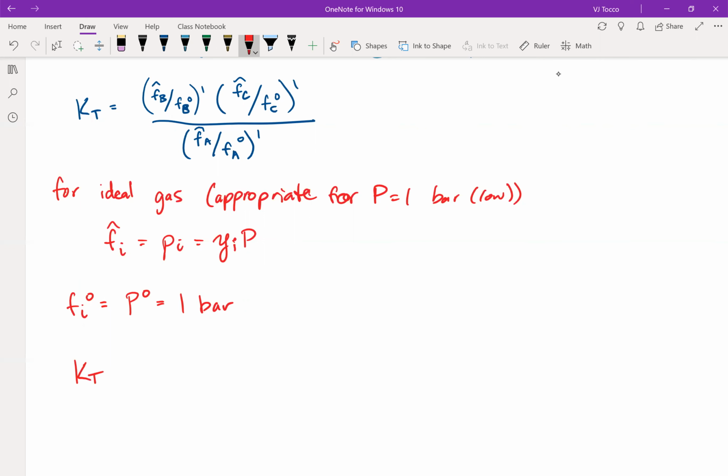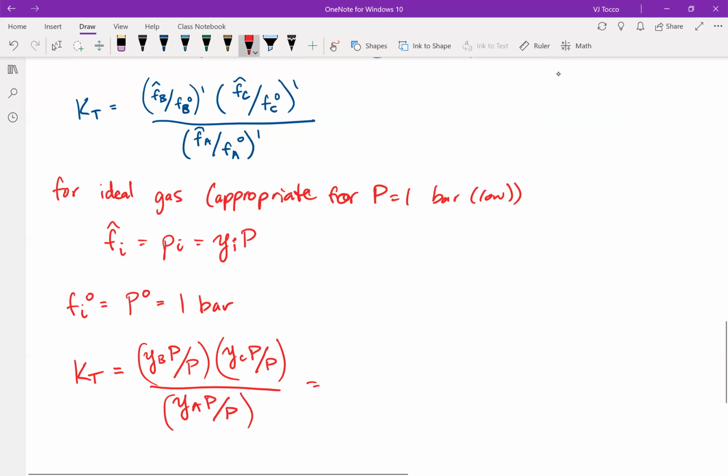So in my example here, it's going to simplify to, again, I'm going to write everything out in extreme detail, even though it's kind of trivial: y_B times P over P, times y_C times P over P, over y_A times P over P. All the P's are obviously going to cancel, and I'm going to be left with the mole fractions, which is a more convenient way in this case to denote the concentration.